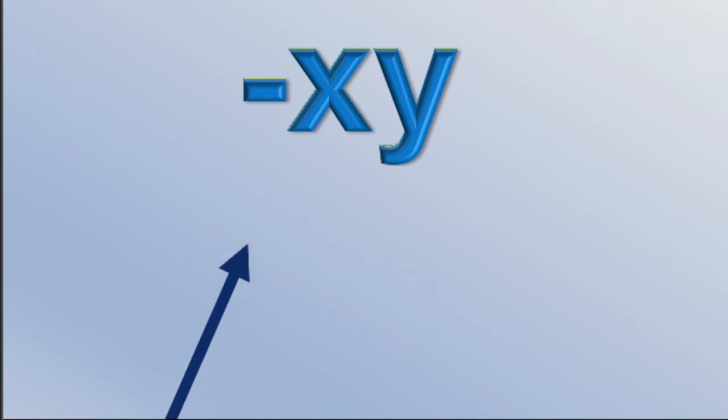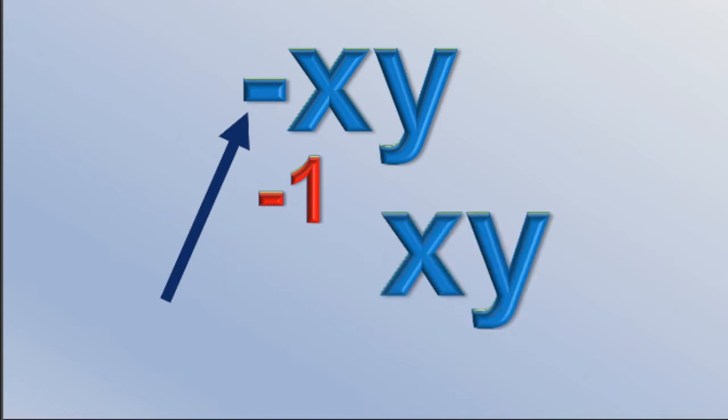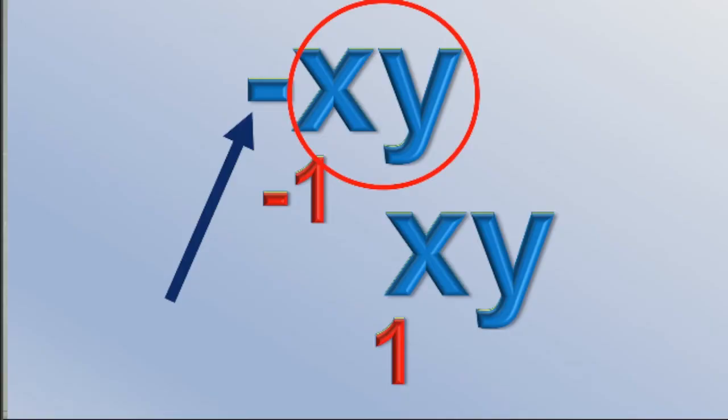How about this example? Negative xy. Here, you cannot see any number that precedes the variables. In this example, the numerical coefficient of the term is negative 1. Same true with xy. The numerical coefficient is 1, and the literal coefficient of these two examples is xy.